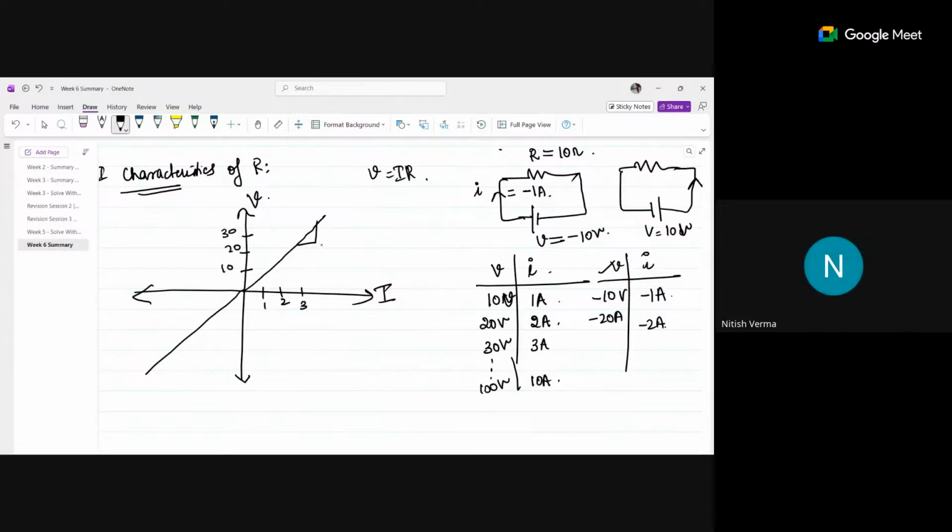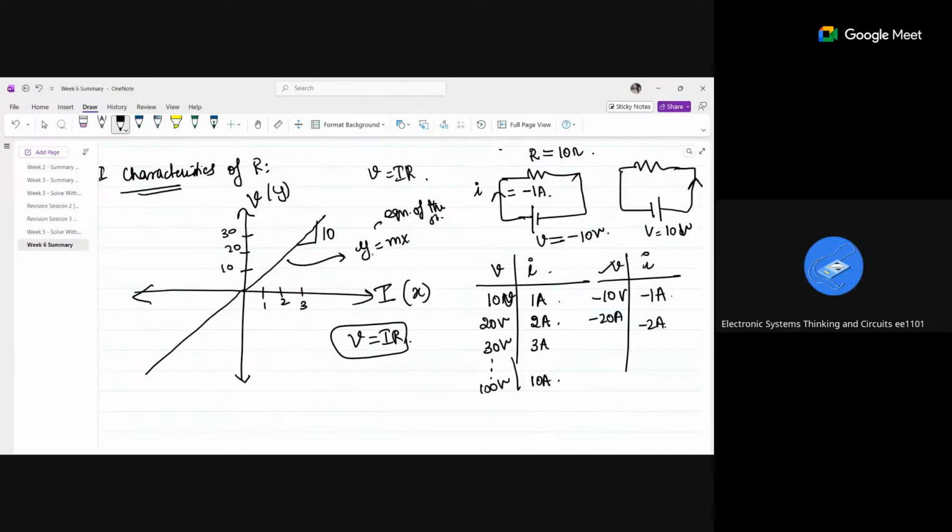10, ma'am. 10 is R. Yes. And how to find it? V is equal to IR is what we know. Let this be the x-axis and this is the y-axis. We know the equation of a straight line is y is equal to mx. Here what is y? It is V. And what is x? It is I. So by comparing this and this, I know m is equal to R. The slope is R. Here R I know that is 10 ohms. This is how we will find the slope of a line, right?